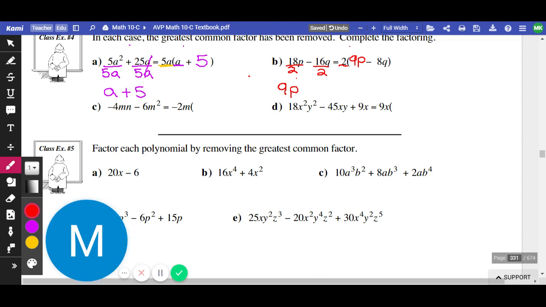For C and D, they've given us the GCF. For C, it's negative 2m. So we have to divide each thing by negative 2m. They haven't given me any of the remainder, so I'm going to have to calculate it both times. Starting with the first one, negative 4 divided by negative 2 would become a positive 2. M divided by m would cancel out. N divided by no n's would still be n. So my first term turned into 2n.